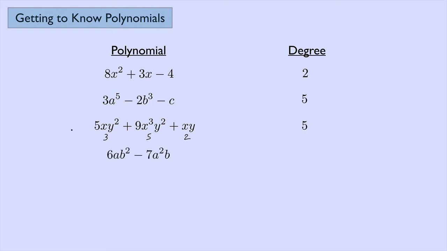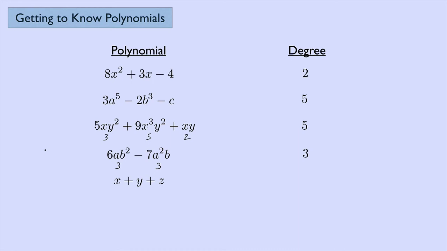How about 6ab squared minus 7a squared b? Well, the ab squared, the a has a 1, 1 plus 2 is 3. And then a squared b, the b has a 1 power here, so 2 plus 1 is 3. In this case, it's a tie, so we say the degree is 3.